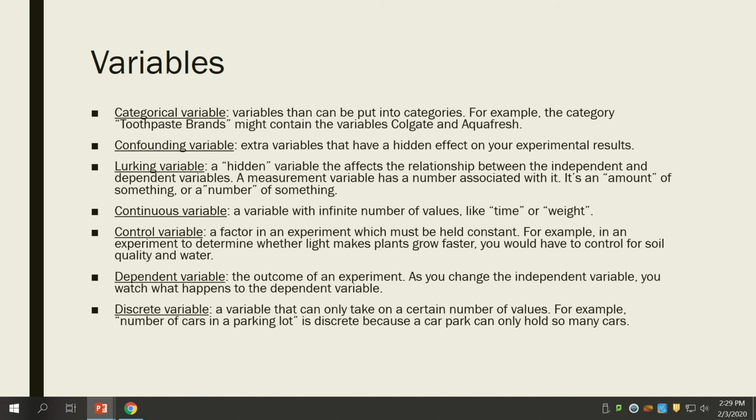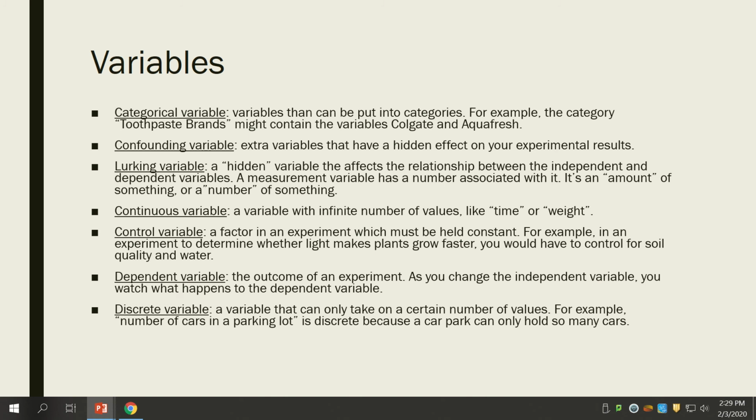Confounding variable. This one is a huge deal for us. It's an extra variable that has a hidden effect on your experiment. So kind of like what I was talking about before, like with the relationship between cigarette smoking and cancer, a confounding variable would be their aerobic fitness. Maybe only people with really low aerobic fitness are actually getting cancer, which probably is true. Now, I mean, more research needs to be done on it, obviously, but that could be a confounding variable.